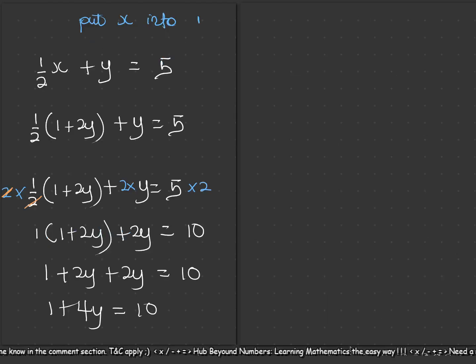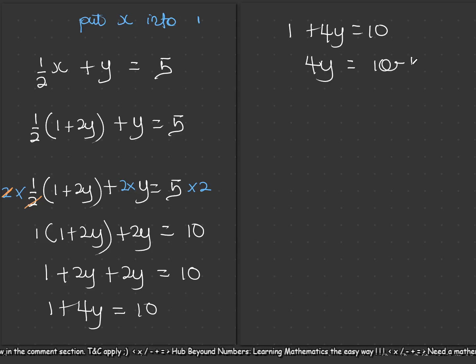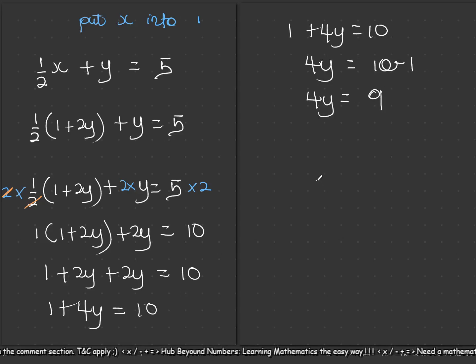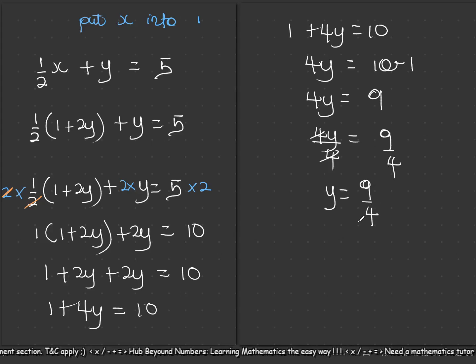y has not been made the subject yet. So for 1 plus 4y equals 10, 1 moves to the other side so that we have 4y equals 10 minus 1. Evaluating 10 minus 1 gives us 9. Hence, making y the subject, we are going to divide both sides by 4, so that this 4 cancels this 4. Then you have y equals 9 over 4. As simple as that.